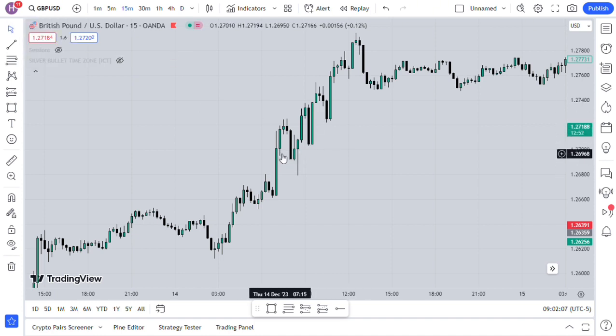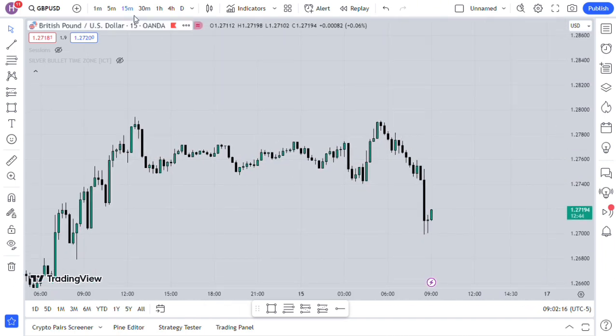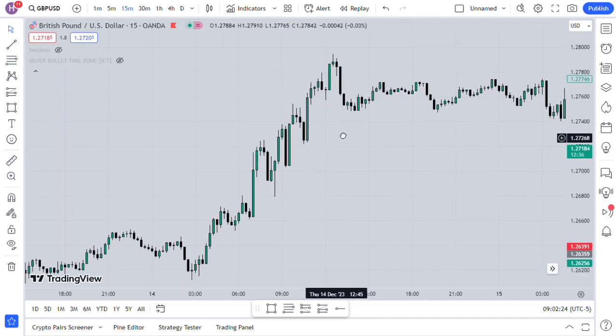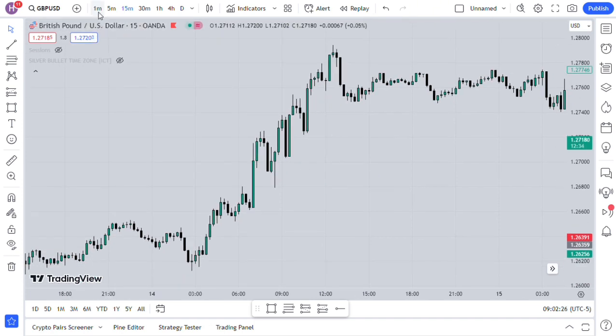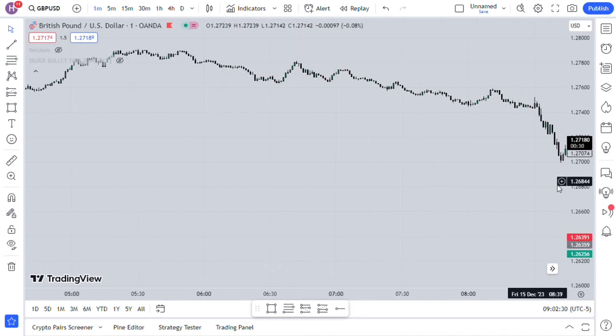There's a fair value gap here, another here, another here, and another here. As you can see, this is the 15-minute time frame, and you can see the fair value gaps here, here, here, here, here, and here. We can drop to the 1-minute time frame and look at the fair value gaps that are available there.